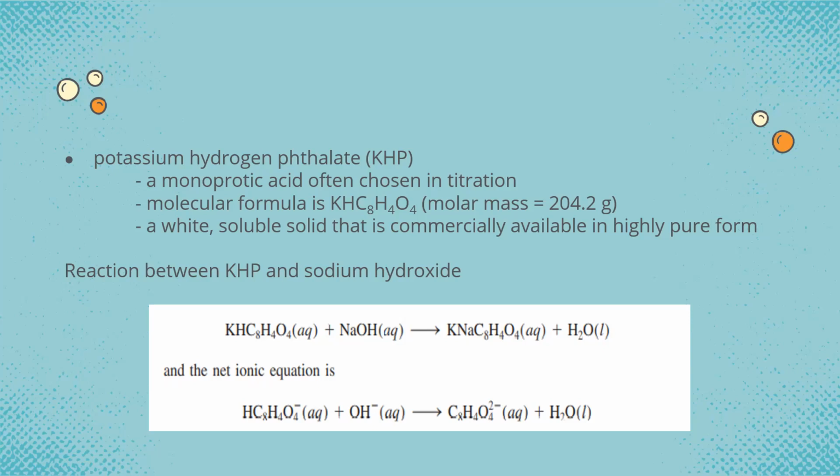So yung net ionic equation nasa baba, parehas lang actually yan. You have there the phthalate ion reacting with the hydroxide ion from the sodium hydroxide, and mag-yield siya ng phthalate ion and water also. So it is class a neutralization reaction here. KHC8H4O4 is the acid, and then sodium hydroxide is the base.